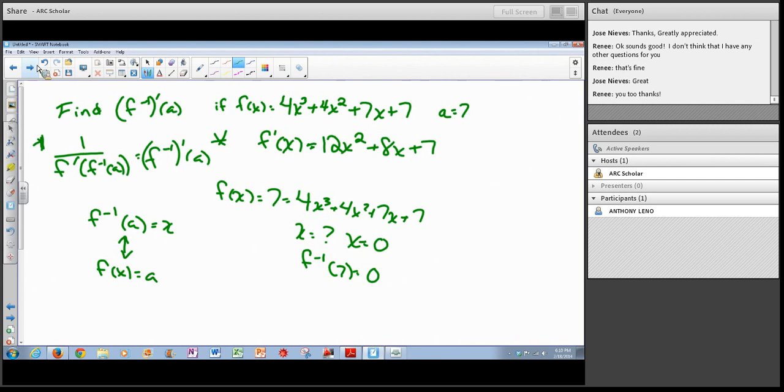Right? That's the trick. Awesome. So now we know what f inverse of a is, so we can plug that into our derivative, right? So what's f prime of 0? It'll be 7 as well, right? So our f inverse's derivative at 7 is 1 over 6. That kind of got way down there, so if you can't see it, let me know.